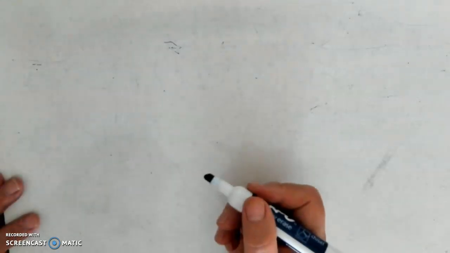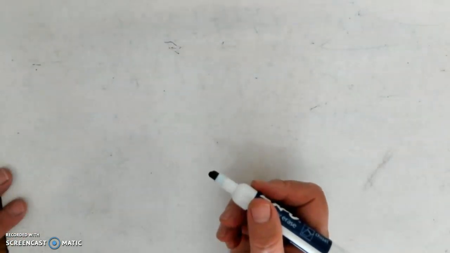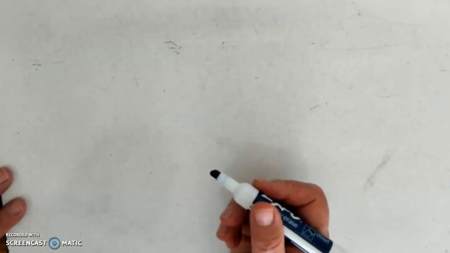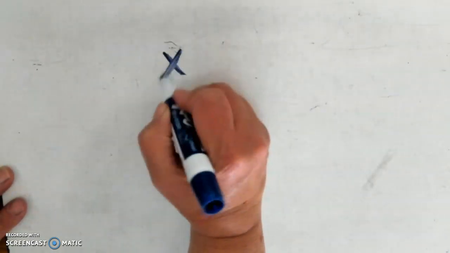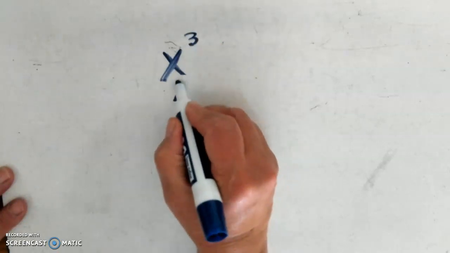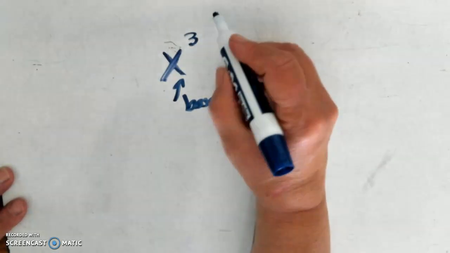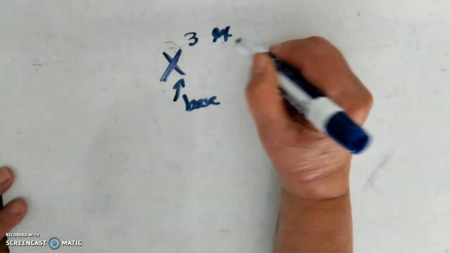Okay, we're going to do a brief review. We've been dealing with expressions with exponents in them. I'm going to do a little bit of vocab real quickly. If I have x to the third power, this x is called your base. That's the thing that's being multiplied by itself. The 3 is called your exponent.